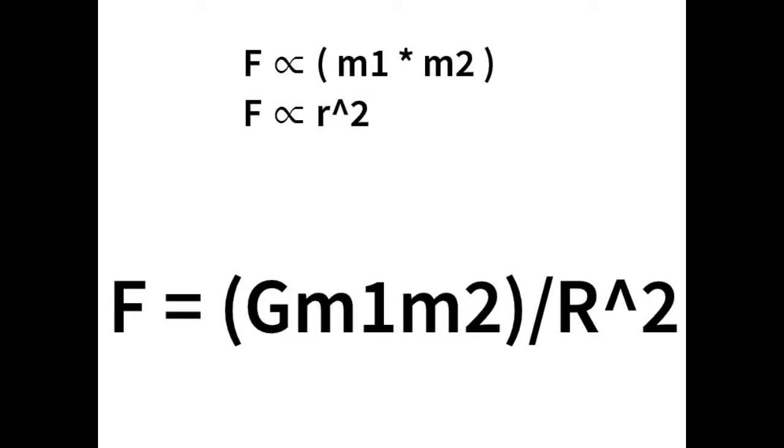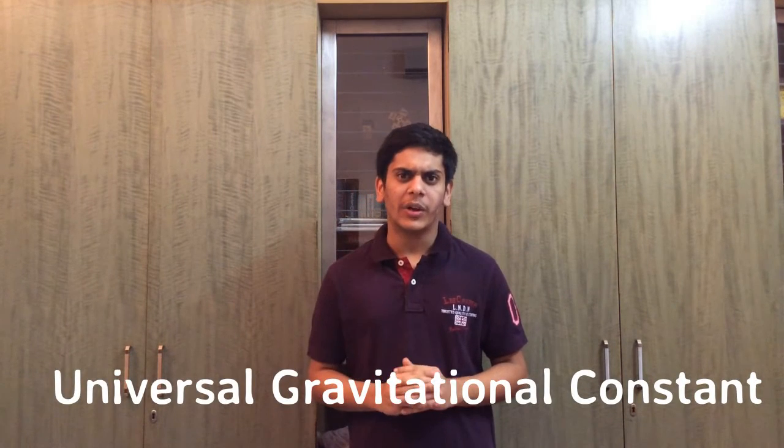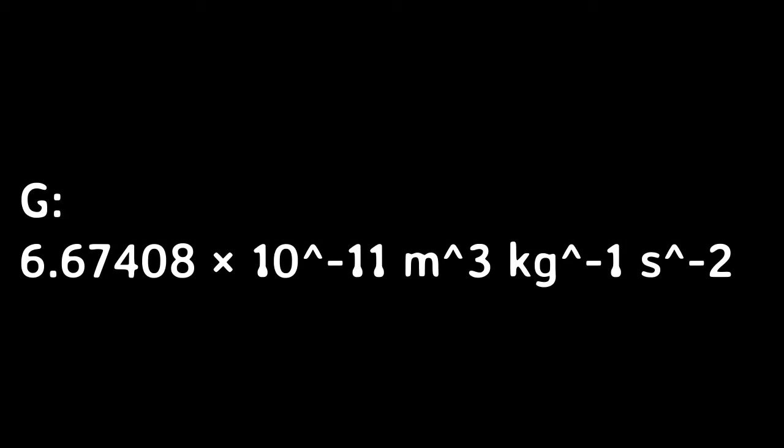So, what does the equation of the inverse square law of universal gravitation look like? Well, it looks like this. In the equation, you guys would have noticed the proportionality constant G. So what is this G? Well, it's the universal gravitational constant and it has a value like this.